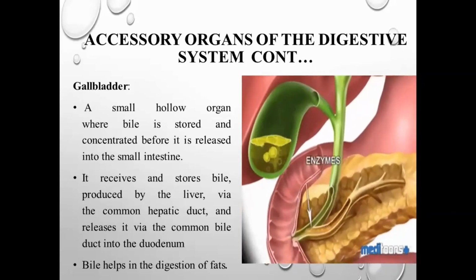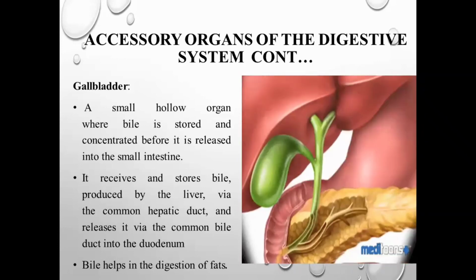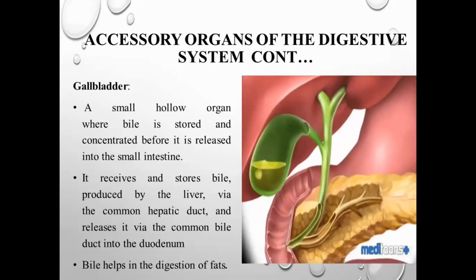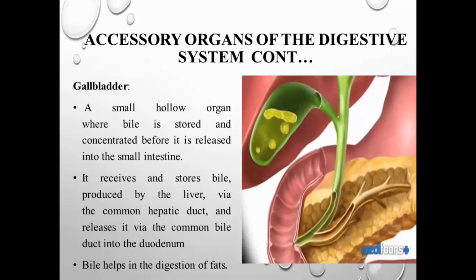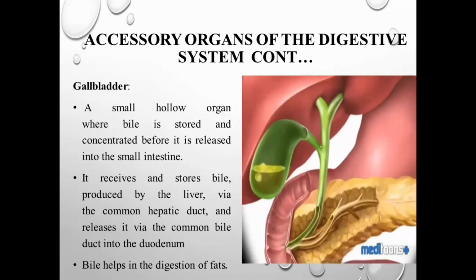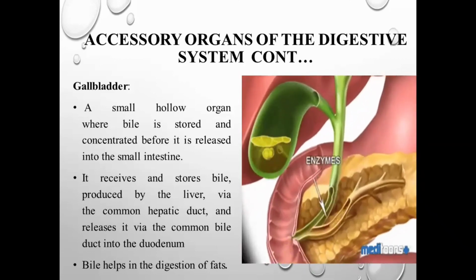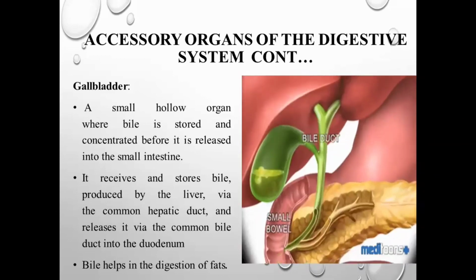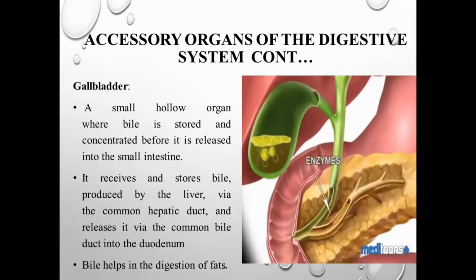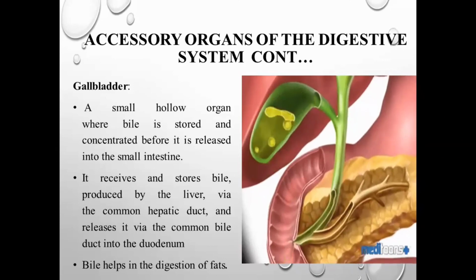This RBC has to be digested and excreted out. What happens when the liver gets infected or the liver function fails? Due to that, the yellowish fluid secretion will increase, and there will be an increase in the yellowish pigment in the blood, which we can see through the eye and which is excreted through the urine as dark yellow.